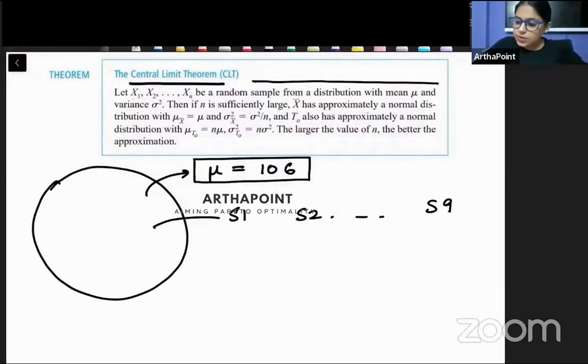अब हम कह रहे हैं let x1, x2 till xn be random sample from this distribution. तो ये हमारे अलग अलग sample create हुए थे. According to the last example that we did in the last lecture, there were 9 samples that were created. ठीक है, और population का mean जो है वो 106 था, और population का variance sigma square है.